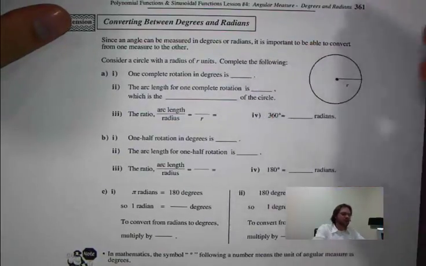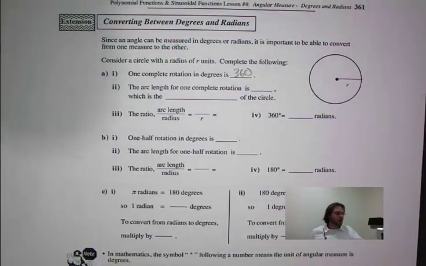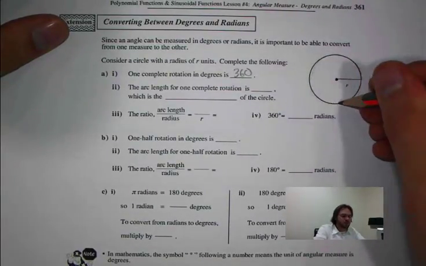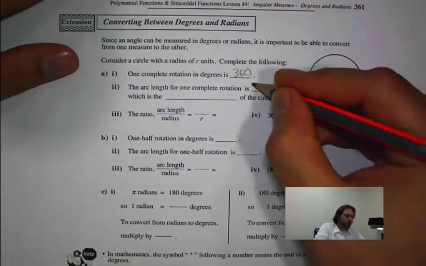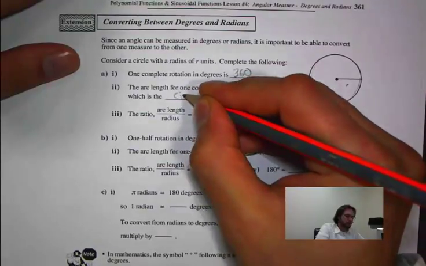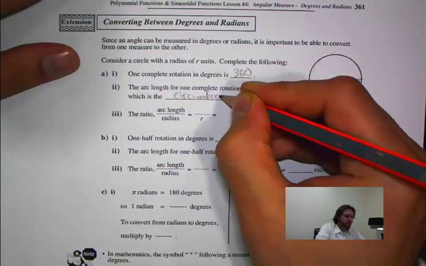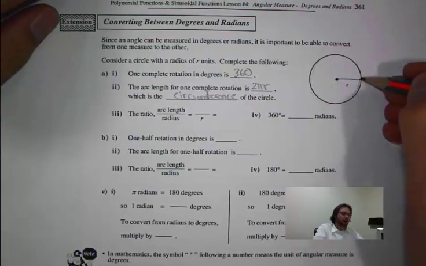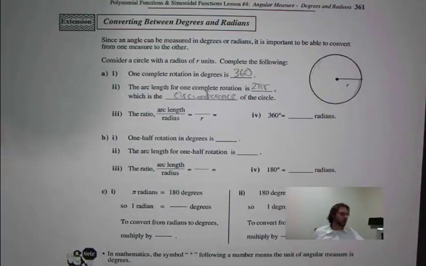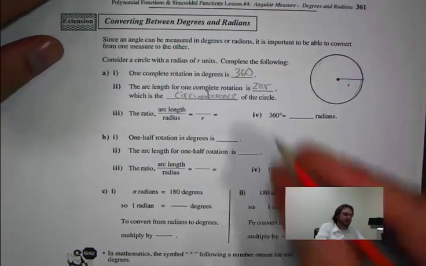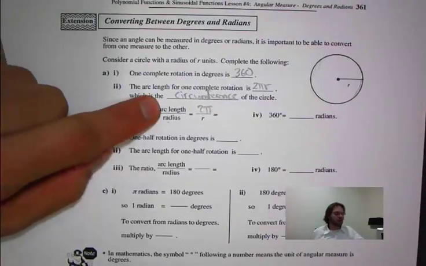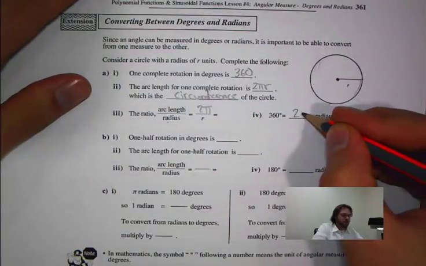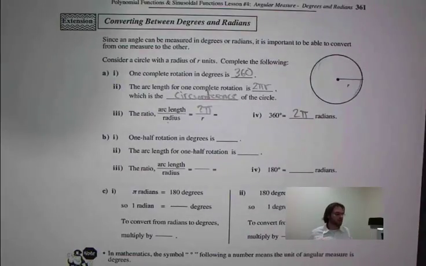One complete rotation of a circle is 360 degrees. The arc length of one complete rotation is the whole circumference, which is 2 pi r. That's our formula for circumference. So the arc length to go all the way around is 2 pi multiplied by the radius. The ratio of arc length to radius is just 2 pi, and that is our radians. So 360 degrees is equal to 2 pi radians.